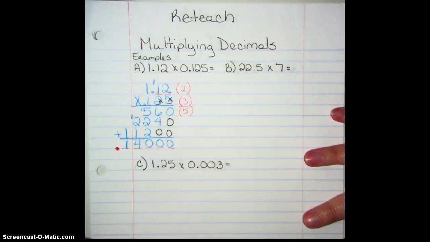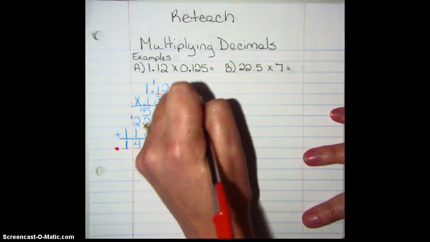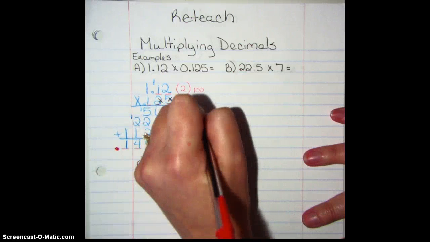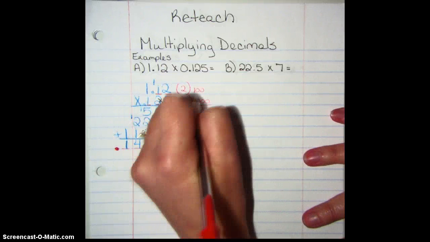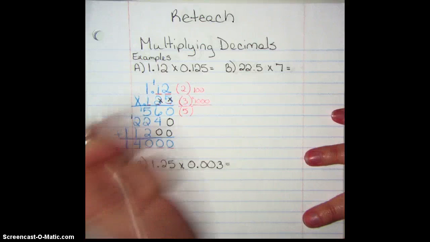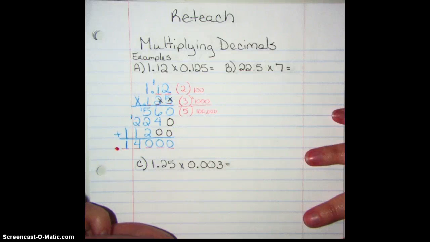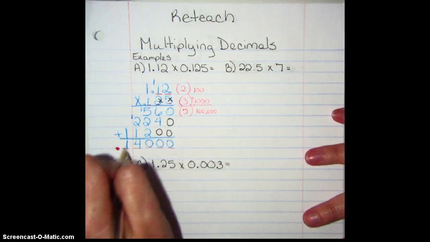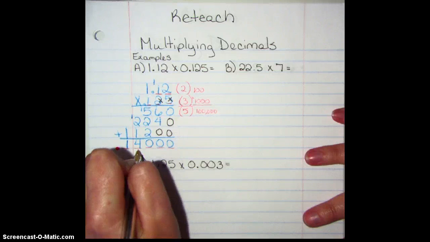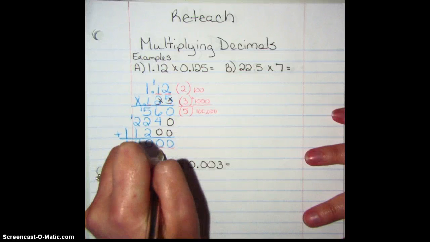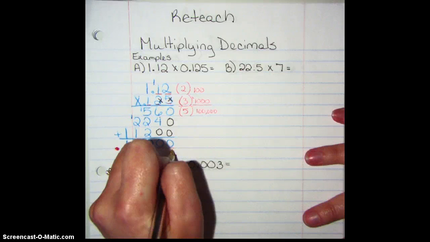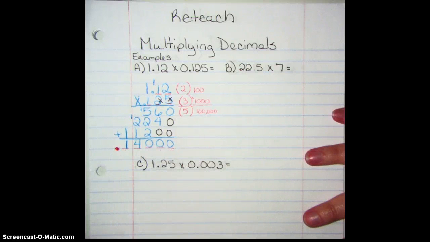I also want to remind you that since we were dealing with the hundredths place on the first number and the thousandths place on the second number, when you multiply 100 times 1,000, you get 100,000, which means that your place value should be in the 100,000ths place. So let's count again to check to make sure our decimal's in the right place. Tenths, hundredths, thousandths, 10,000ths, 100,000ths. I have it in the right spot, so it's time for me to continue.